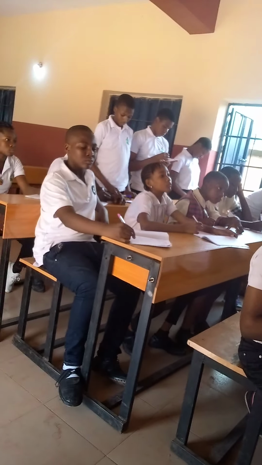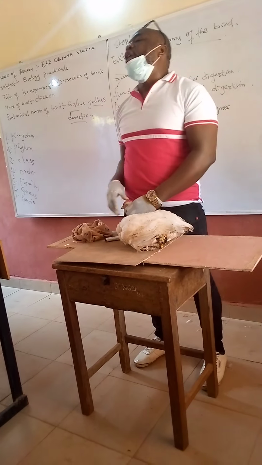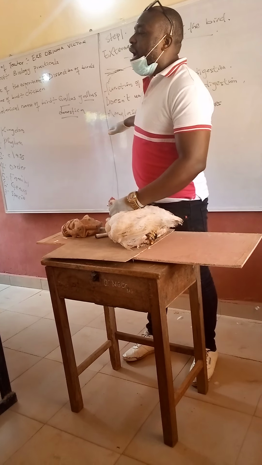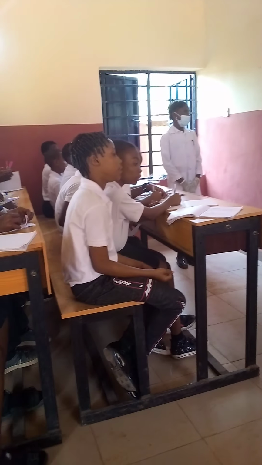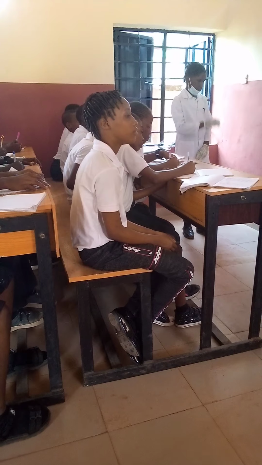So digestion of food is made possible due to the presence of this enzyme that is present in the saliva of the chicken, and the name of this enzyme is called what? Amylase. All of you say amylase. And that summarizes the function of the beak.